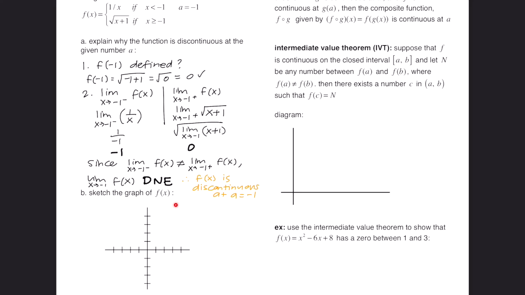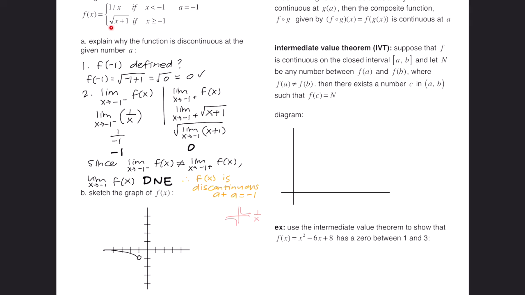Part B wants us to sketch the graph of f, so we're going to sketch this piecewise function. So remember the graph of 1 over x looks like this. So when this says f of x equals 1 over x for all values less than -1, I started at -1 is a height of -1, put an open dot because it says x less than -1, and the graph is going to continue to the left and approach a height of 0.